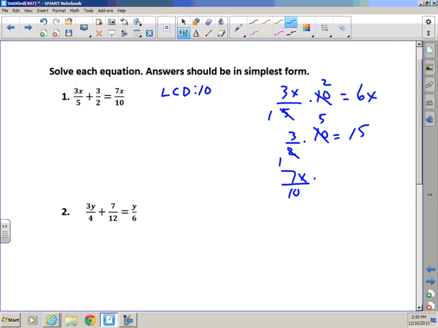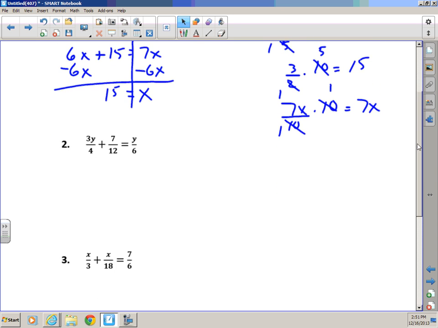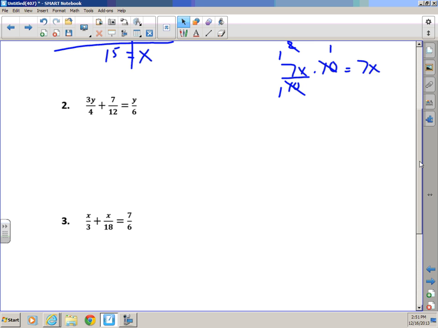Don't forget to put the variables in. Now I replace what I originally had with 6x plus 15 equals 7x. I now have a very simple two-step equation. And I'm done. All my denominators disappeared, making this a much simpler problem.